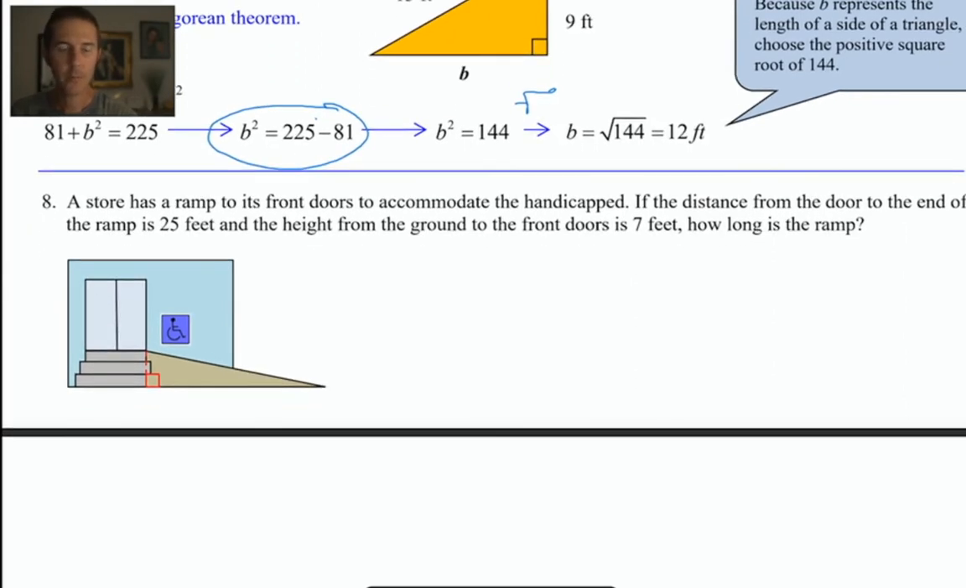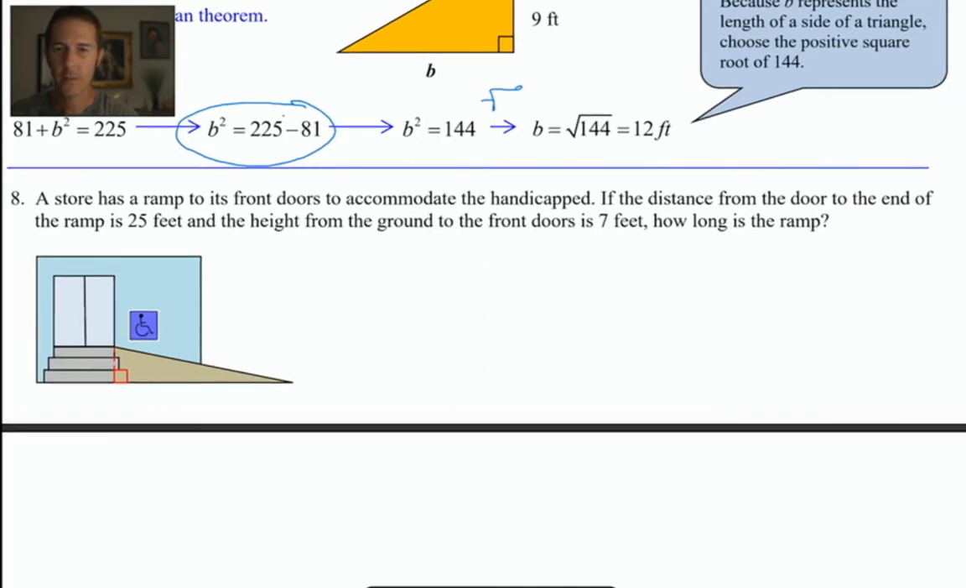Number 8 is a word problem with an accompanying diagram. We have a ramp to accommodate a handicapped person, and we're being told that the distance from the door to the end of the ramp is 25 feet. I'm going to make the assumption that it's this length here that's 25 feet, and the height from the ground to the front door is 7 feet.